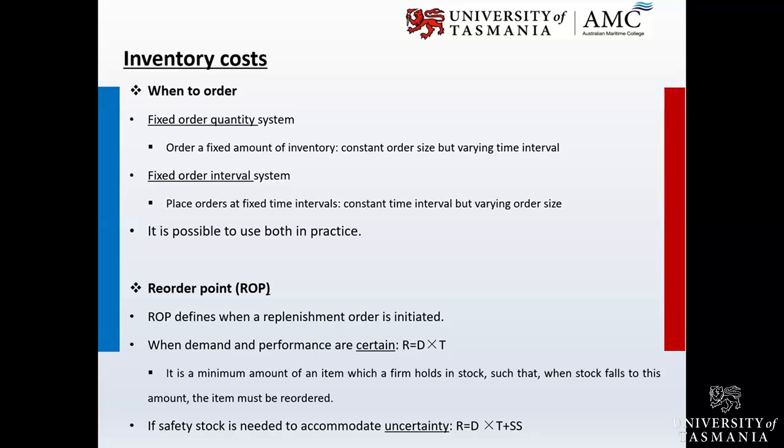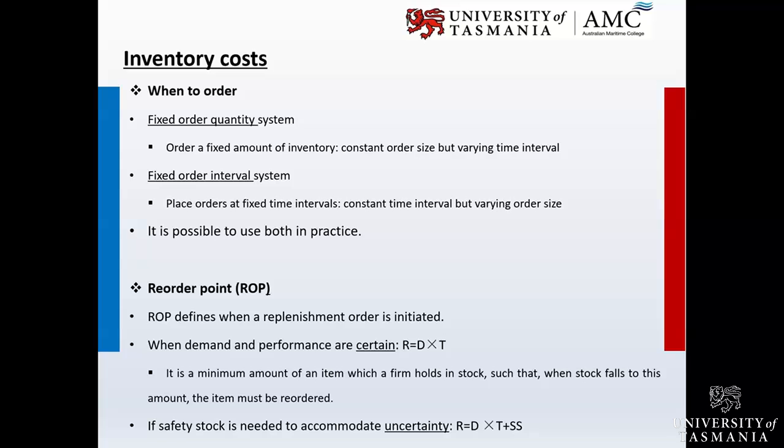In this case, reorder point equals demand times lead time, the average performance cycle. So it is a minimum amount of an item. It means when the inventory falls to this amount, the item must be reordered. So you need to replenish your inventory. So this is the minimum level.